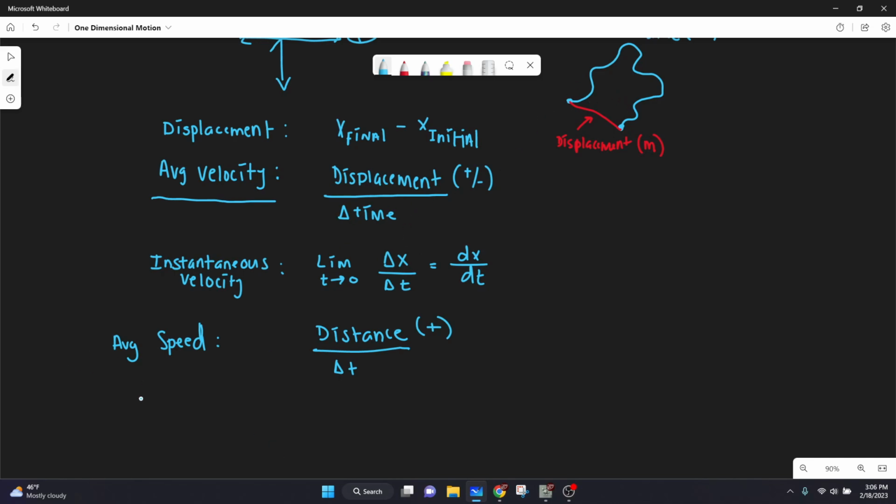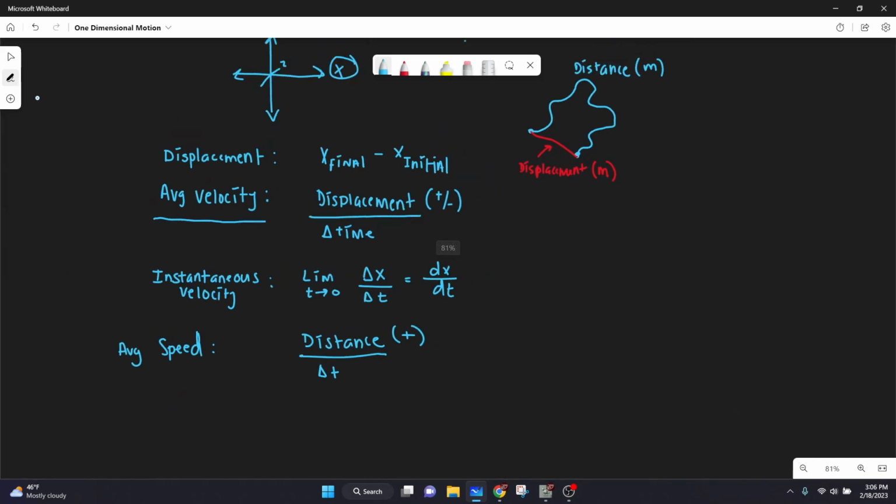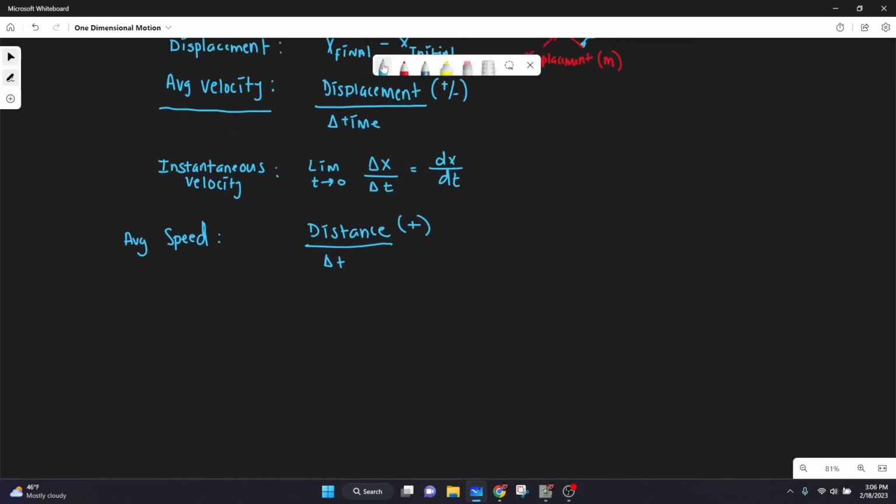All right. And just like instantaneous velocity, we have instantaneous speed, which again is just the derivative, which is just the derivative of our change in x over the derivative of t, which, as we recall, is the limit as t approaches 0.